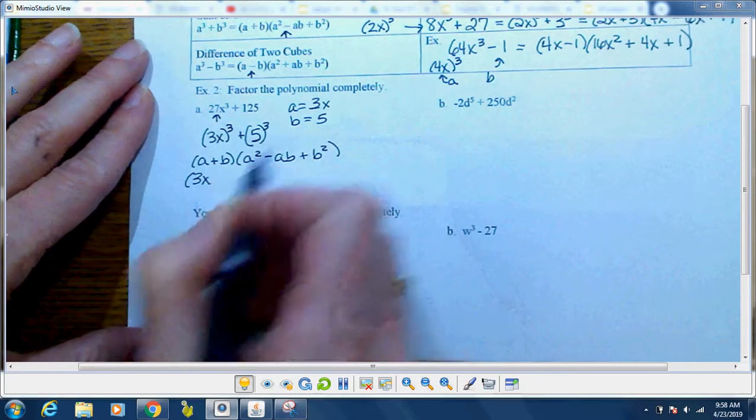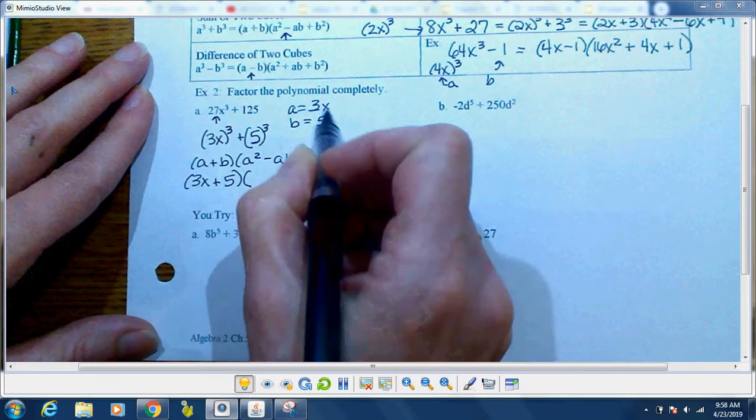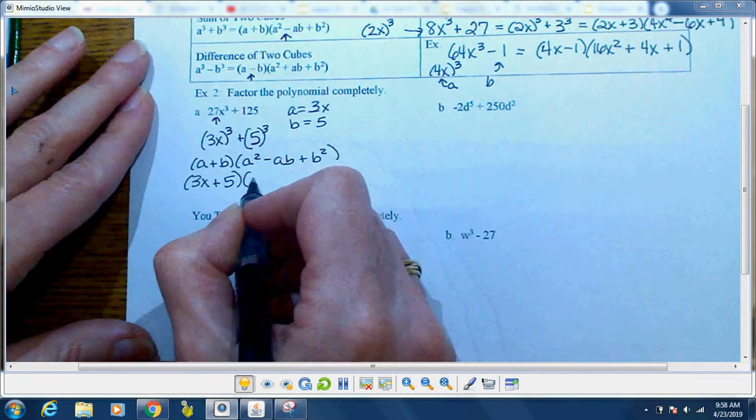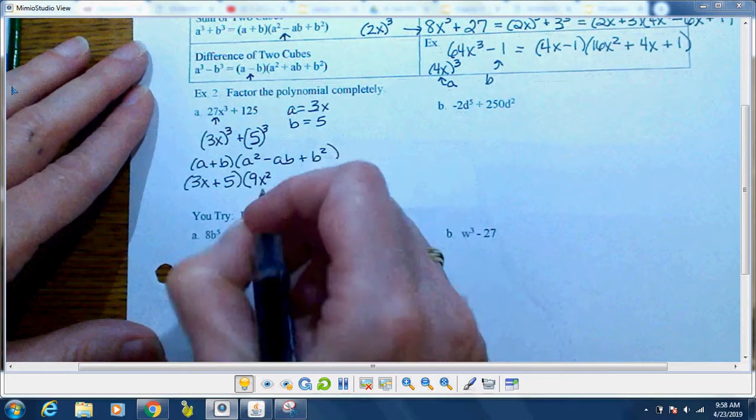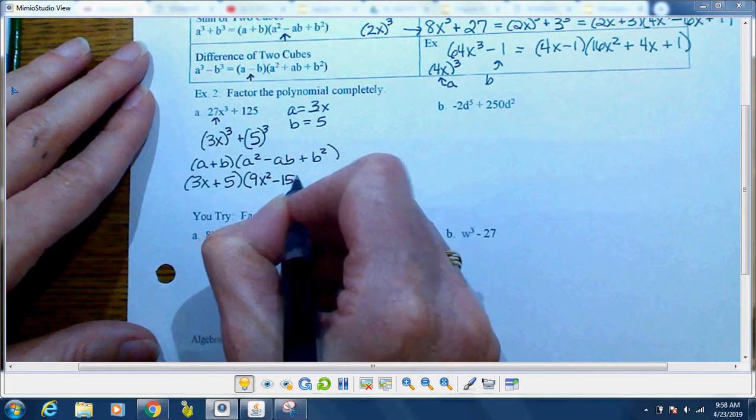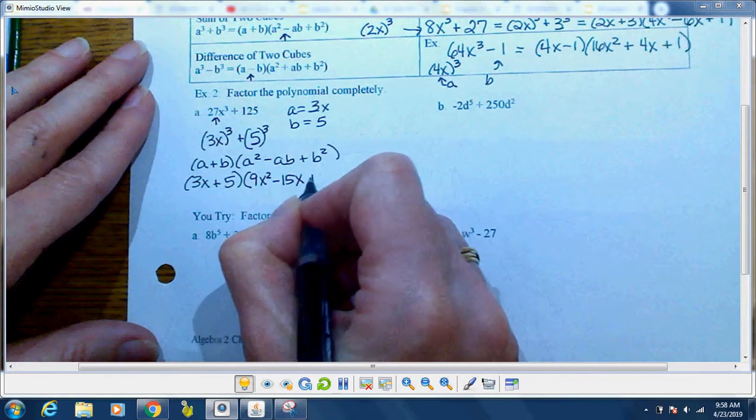Wherever I see an a, I put a 3x. Wherever I see a b, I put a 5. A squared is 3x squared, so 3 squared is 9. A times b, 3 times 5 is negative 15x, because we're subtracting. And then b squared, 5 squared is 25. Okay.